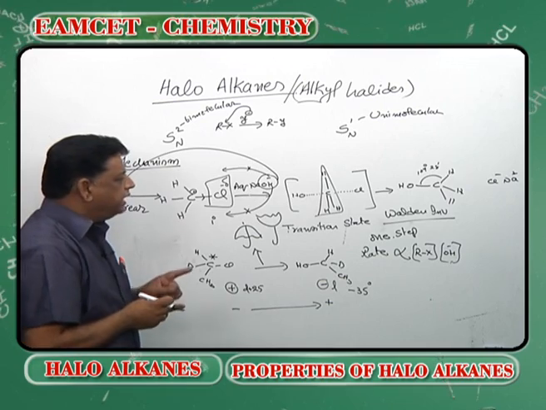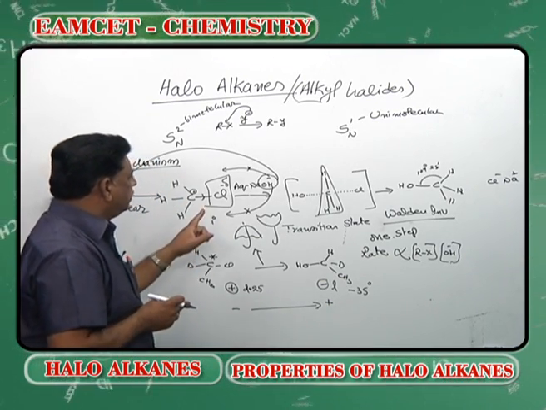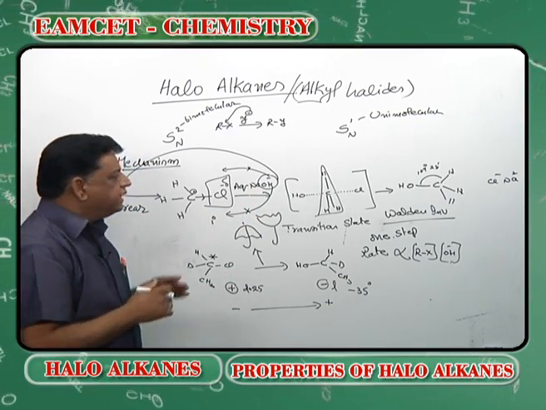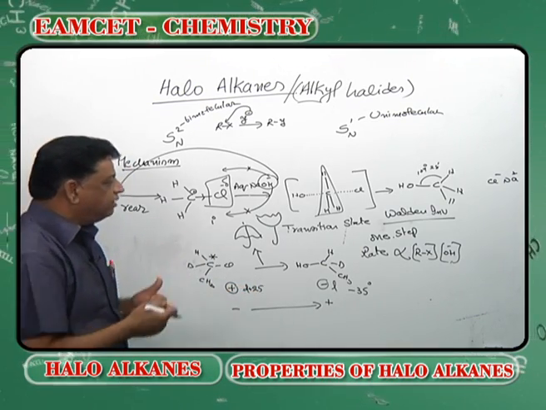In that step the reaction is a bimolecular reaction, isn't it? What are the 2 molecules? One is alkyl halide, one is OH. Either one you increase, the rate of reaction is going to increase. Either one you decrease, rate of reaction will become slow.